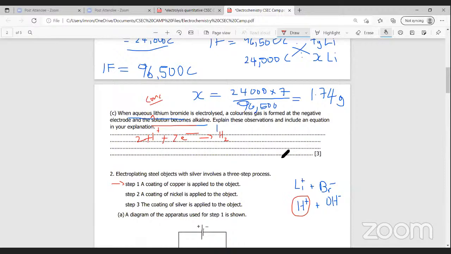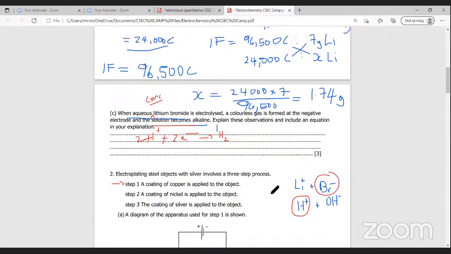Now, in order for you to get an alkaline solution, it would mean that you would also be getting rid of the bromide, because the alkaline solution would be a metal hydroxide. That's where you get the alkaline solution. The question doesn't directly ask you about that, but we speculate that we'd have to be getting rid of the bromide at the anode. We don't have to write the equation for that, but in order to get the alkaline solution, you discharge the bromide at the anode. So that's what we said.